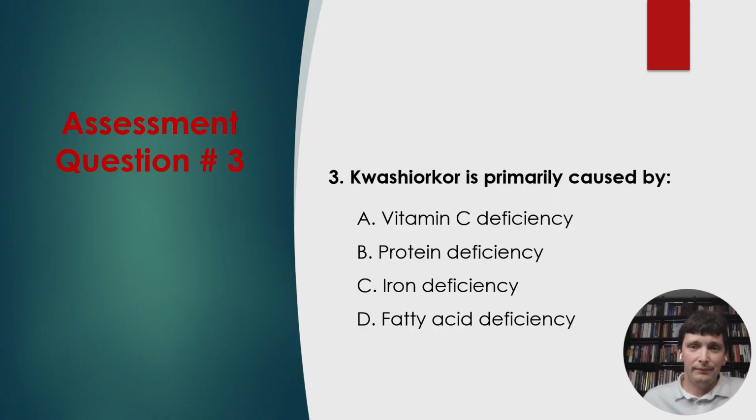Question 3. Kwashiorkor is mainly caused by a lack of what? A. Vitamin C deficiency, B. Protein deficiency, C. Iron deficiency, or D. Fatty acid deficiency? This answer is going to be B, which is protein deficiency. Remember the key difference between kwashiorkor and marasmus.